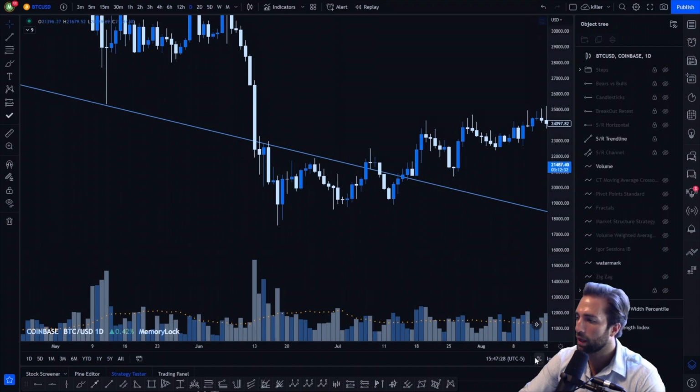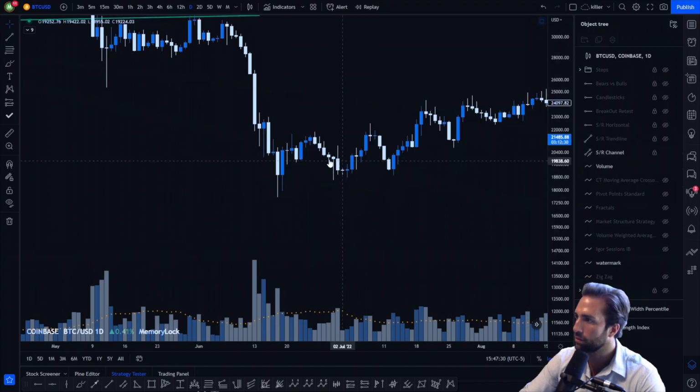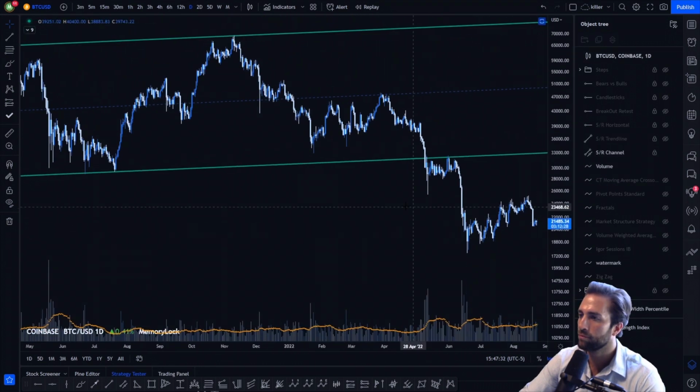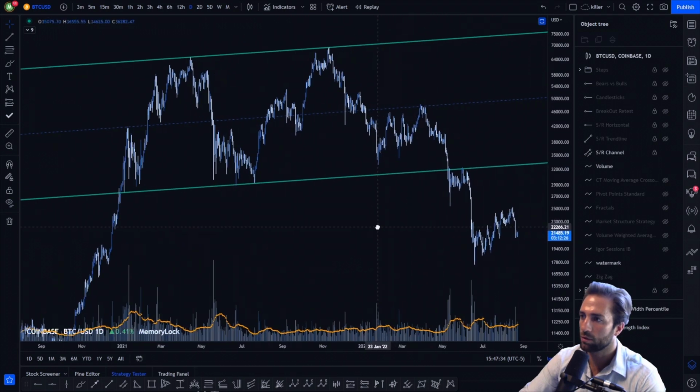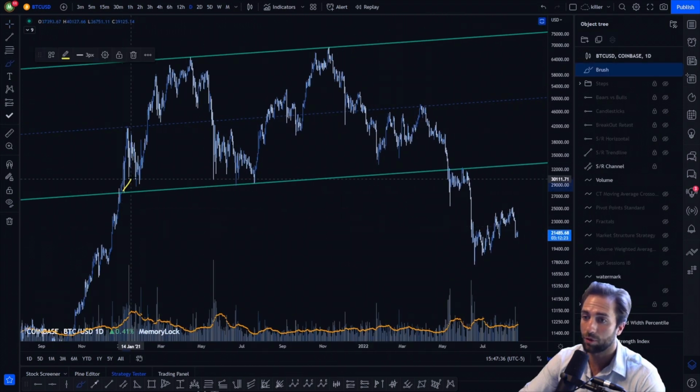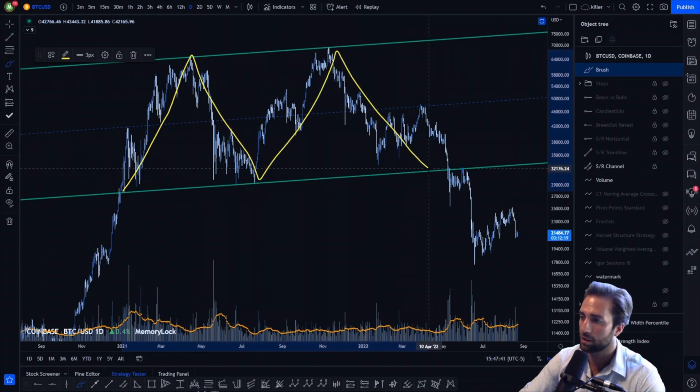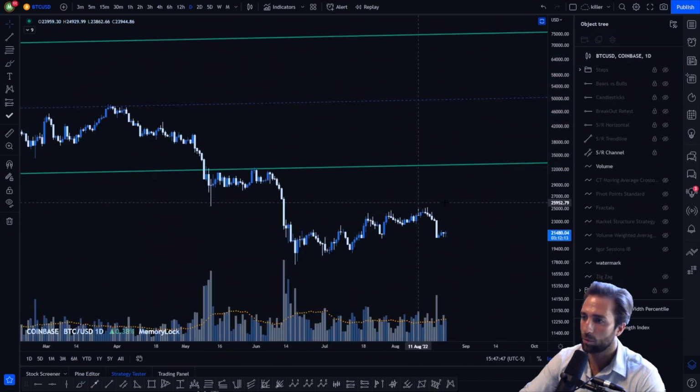All right, we'll take a look at our last example being a channel. So when it comes to channels, we can expect price to simply go from the bottom to the top, back to the bottom, to the top, and back to the bottom over and over again until there's a breakout. In this case, a breakout to the downside.